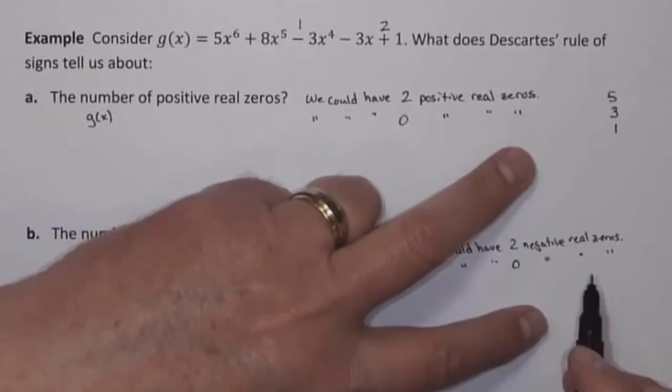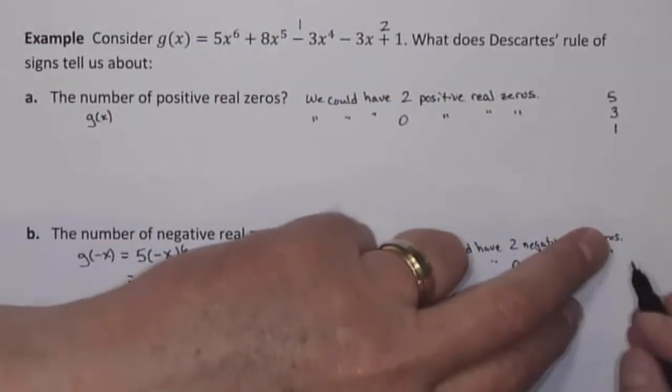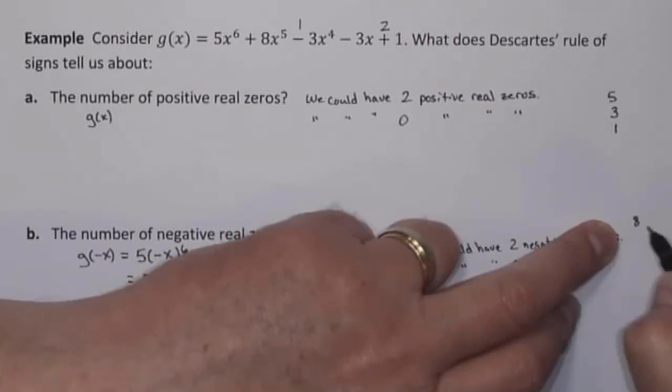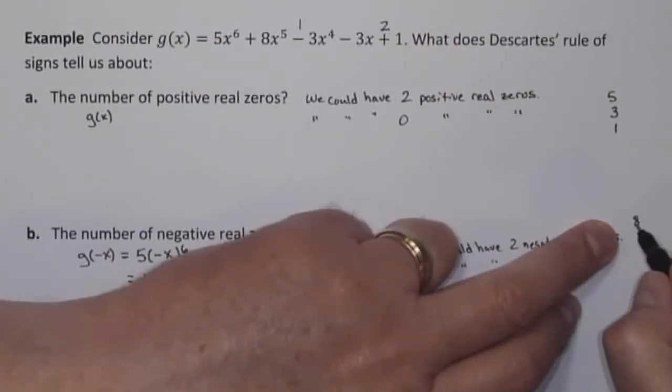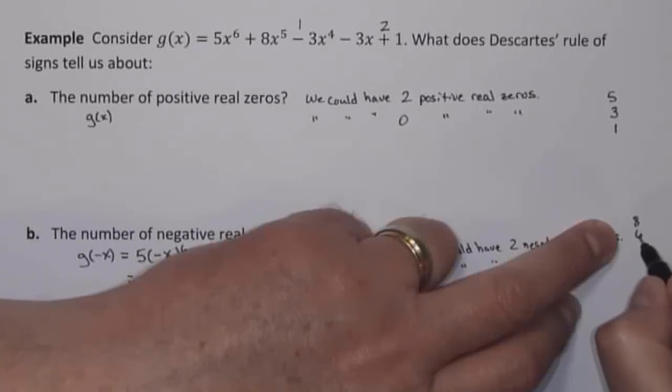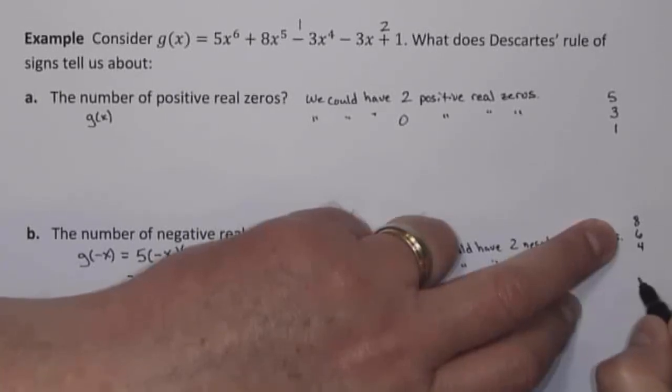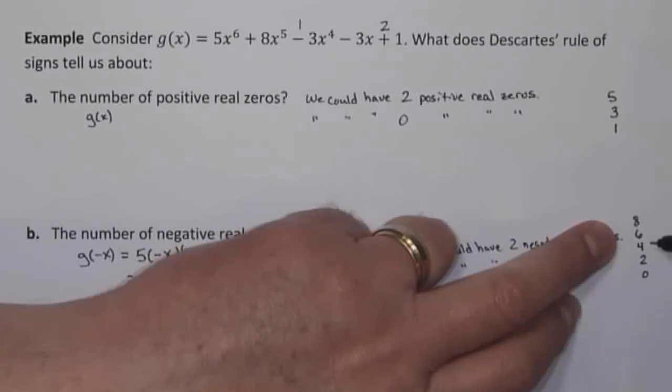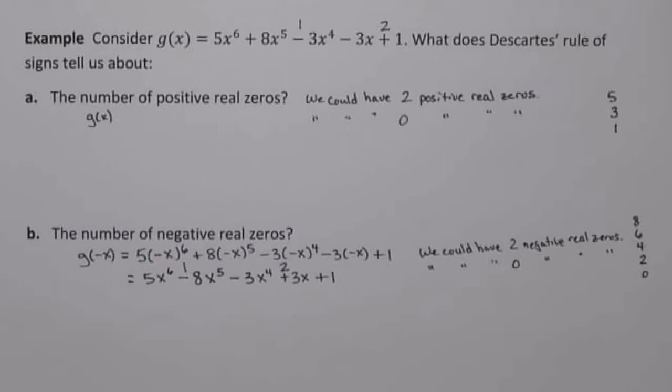In the same way, when we found g of negative x, suppose we had gotten, say, 8 variations in sign. Then there could have been 8, or 8 minus 2 would be 6, or 6 minus 2 would be 4, or 4 minus 2 would be 2, or 2 minus 2 would be 0. So there could have been 8, or 6, or 4, or 2, or 0 negative real zeros if g of negative x had had 8 variations in signs. Okay? So this is the idea of what Descartes' rule of signs means.